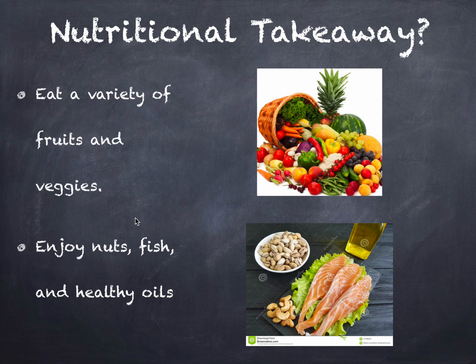So, what can we take away from the nutritional needs? We've talked about it this whole semester, and that's just eating a variety, in particular, a variety of fruits and vegetables. So, making sure you get all the colors, all the color vegetables, all the color fruits should lead you on your way to decreasing your risk nutritionally, as well as enjoying some nuts, fish, and some healthy oils that are going to have some anti-inflammatory properties to them.